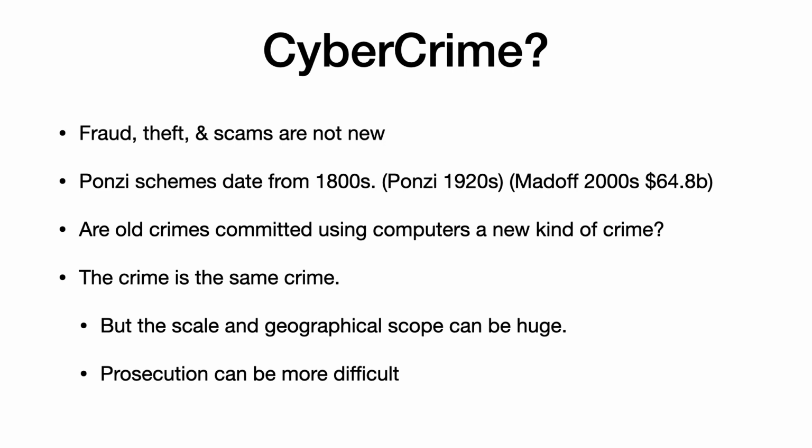So that's the question: are old crimes committed with computers a new kind of crime? The crime is the same crime, but typically the scale and geographical scope can be very large. So you can automate a lot of this process. In a romance scam, the scammer could have 40 men on the go at a time. Even if it's $100 here, $100 there, times 40, that builds up. And prosecution can also be more difficult if people are abroad.